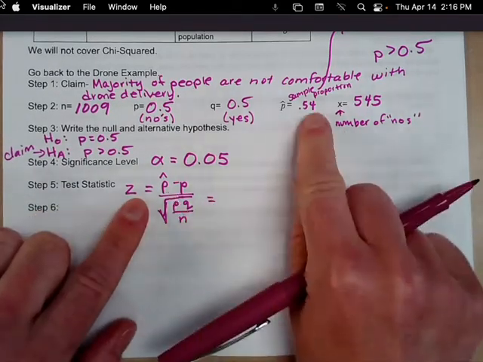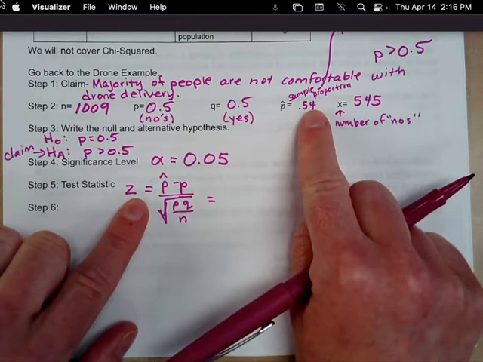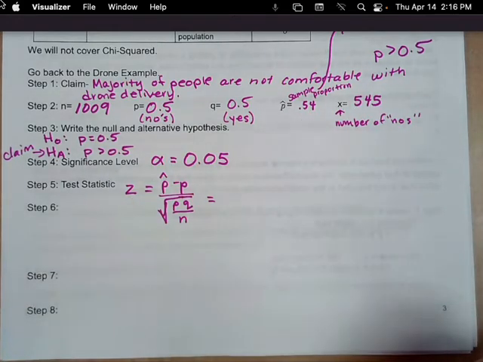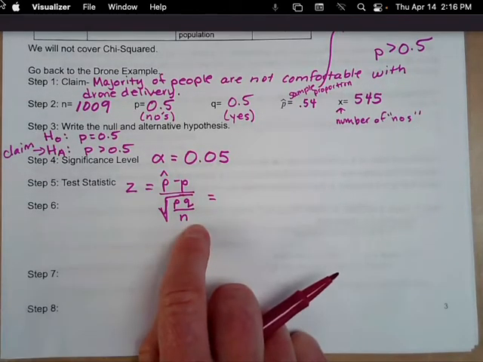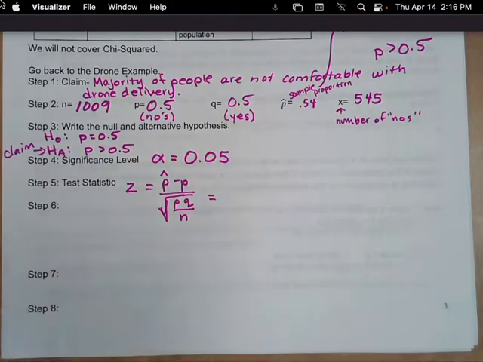So P hat was the 0.54. And what I found as I was doing some examples is that you need the actual value. If you're doing this by hand, they don't like rounding even to 2 decimal places.